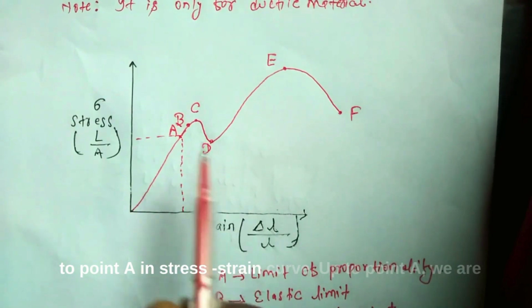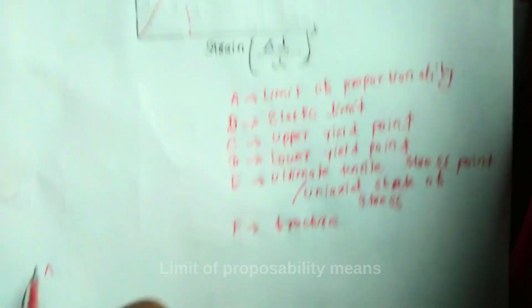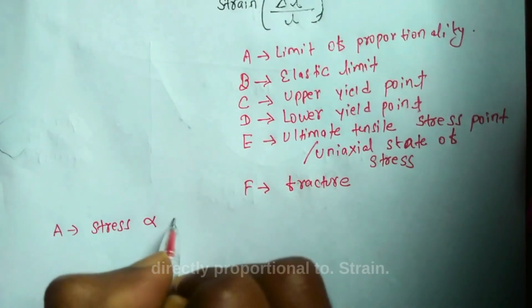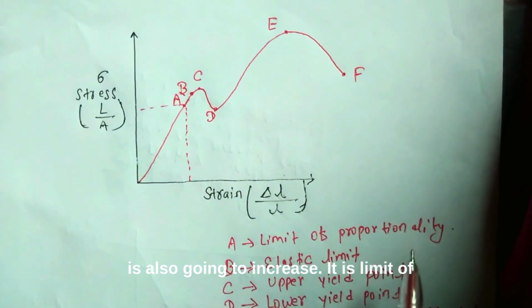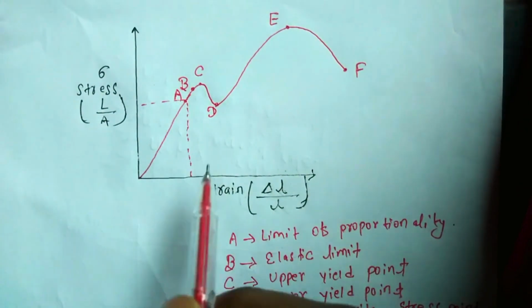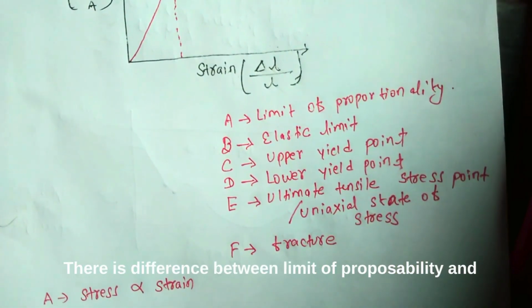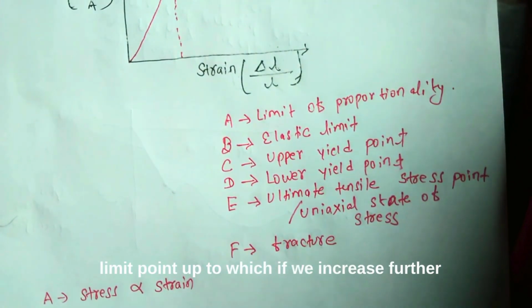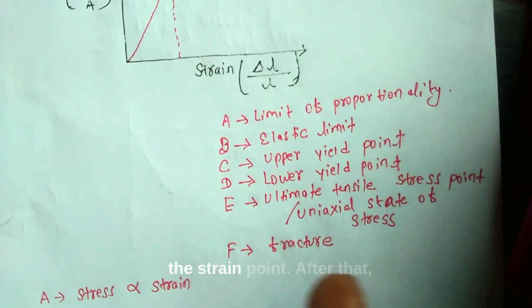Up to point A in the stress strain curve we get the limit of proportionality. Limit of proportionality means stress is directly proportional to strain. If I apply stress, strain is also going to increase. After that, at point B, we get the elastic limit. There is a difference between limit of proportionality and elastic limit. Elastic limit is the point up to which, if we remove the stress, the material returns to its original shape.